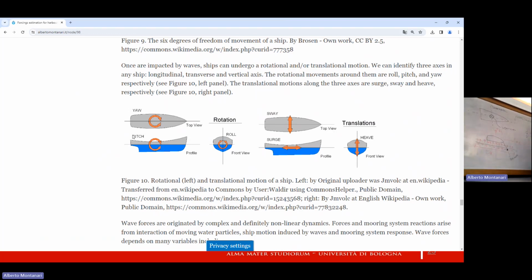Let me just use the blackboard again. And let me now represent a ship on the vertical plane, not on the horizontal plane. So here is our ship. Okay. Here is our ship, and let me draw. I don't think I have a blue marker. Okay, so let me draw a waterline here. Okay, so this is the submerged part.